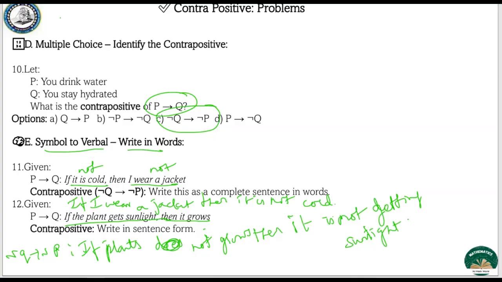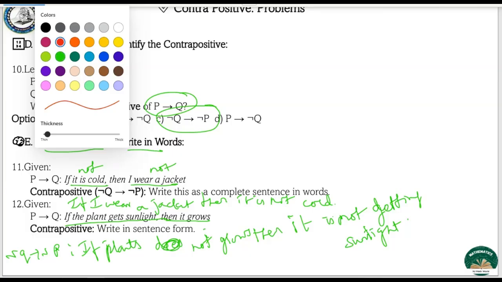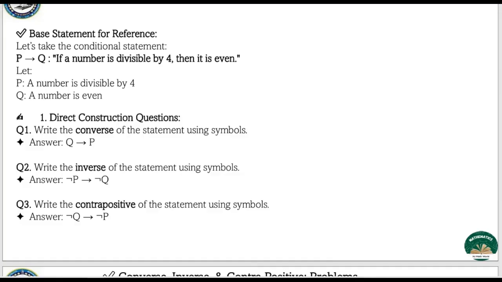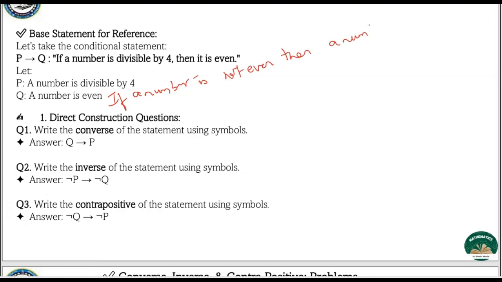Then moving on with the next one, we have statements and reference. P implies Q: if a number is divisible by 4, then it is even. The contrapositive will be: if a number is not even, then the number is not divisible by 4. That is negation Q implies negation P.